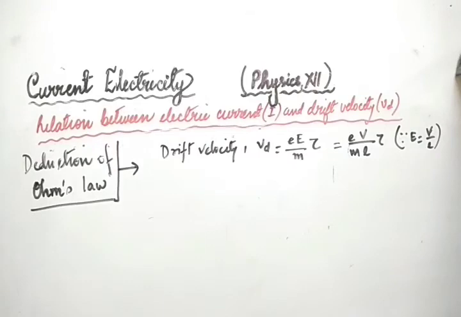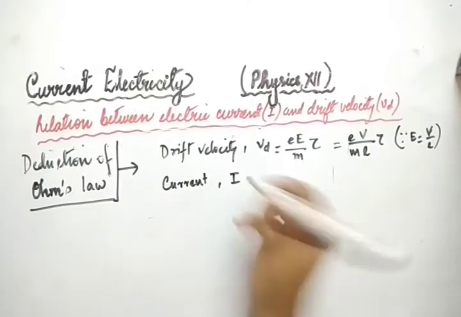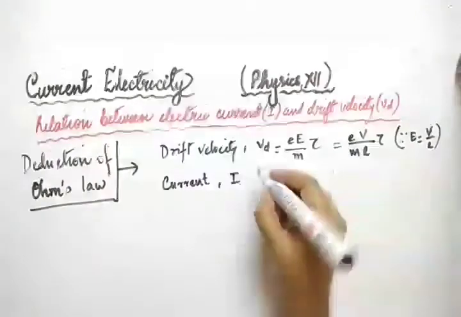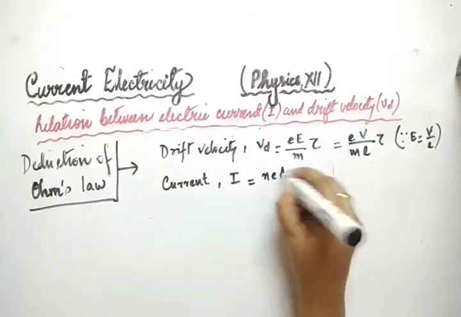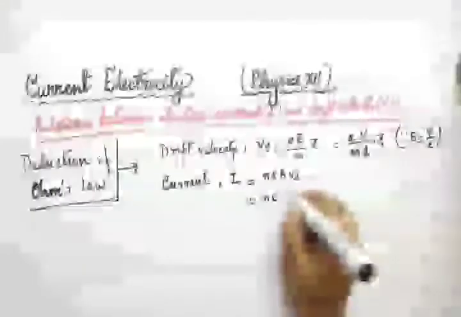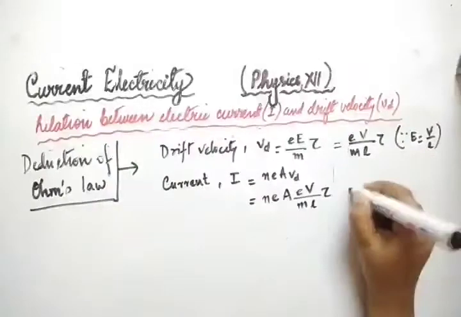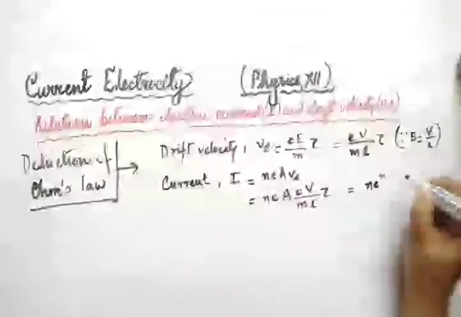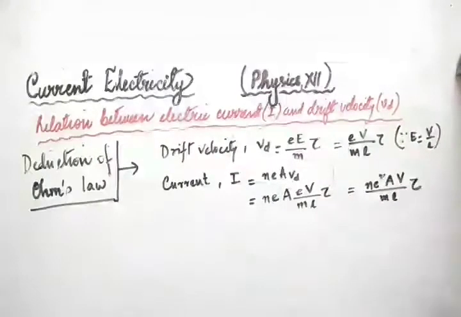Okay. Now current I, so current through the conductor. So here I equals, we know, n e A v subscript d, we just now found this relation. So n e A, and v subscript d can be written as eV by mL into tau. So this can be written as n e square A V by m L into tau.